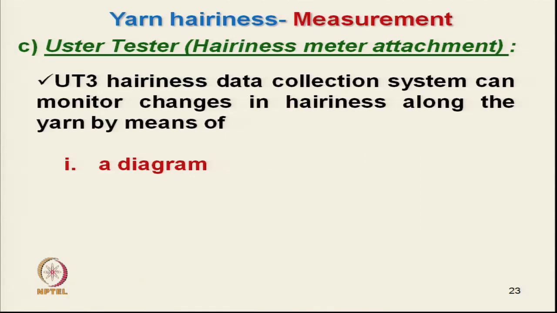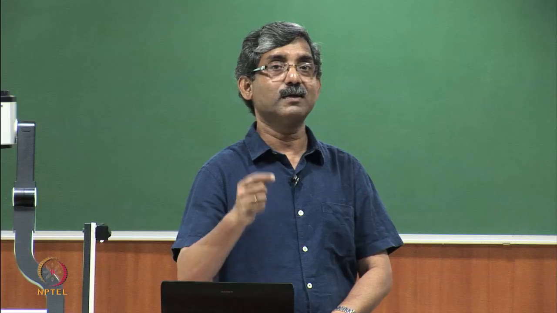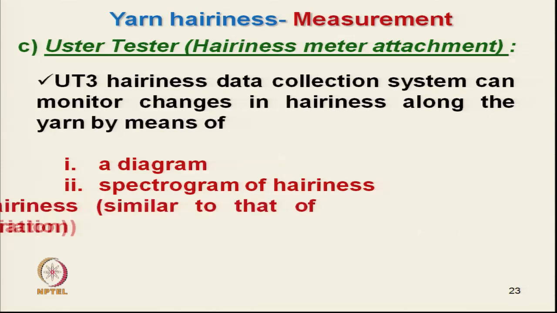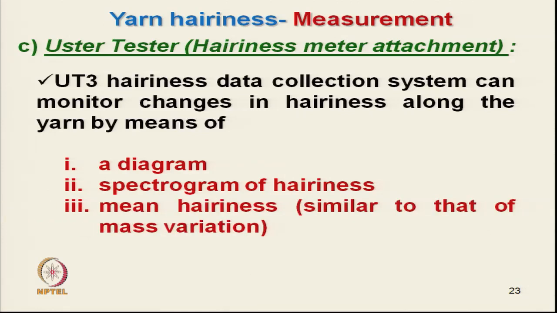As I have mentioned, its attachment with the UT3 Worcester hairiness evenness tester 3. Just as it gives the diagram of mass variation, here it gives the diagram of hairiness variation. UT3 gives the spectrogram of mass variation, here it gives the spectrogram of hairiness, and there UT3 gives the mean value, here also it is a mean value of hairiness, similar to that of mass variation.